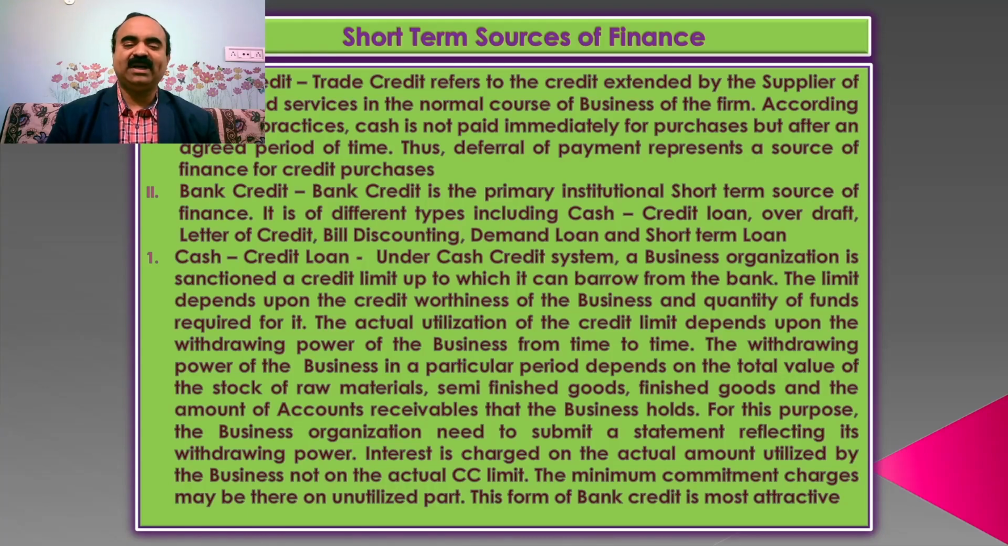For this purpose, the business organization needs to submit a statement reflecting its withdrawing power. Interest is charged on the actual amount utilized by the business, not on the actual CC limit. The minimum commitment charges may be there on the unutilized part. This form of bank credit is most attractive.